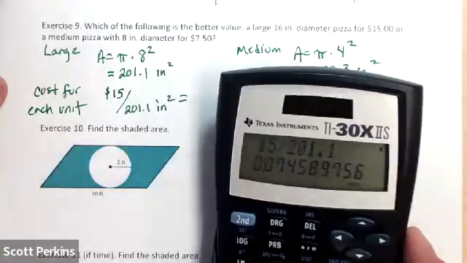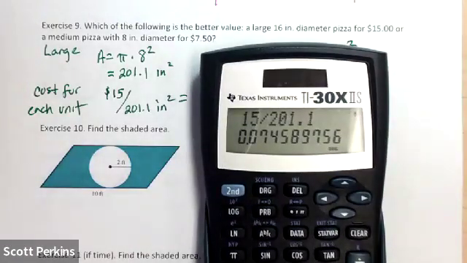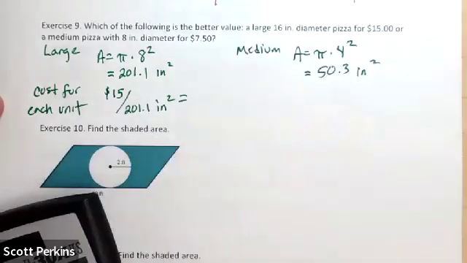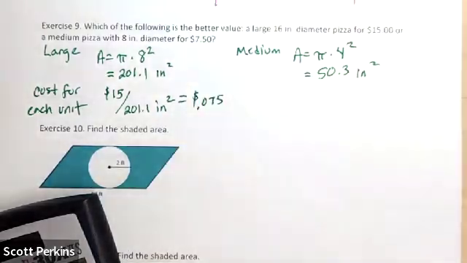0.0745. So I'm just going to round. I'm not going to round to the 10th. I'm going to round to the 3rd decimal place since the number is so small. So I've got 0.07, and then I'll round 0.075. Okay, so that is 0.075. That is about 7.5 cents per square inch for that large pizza.